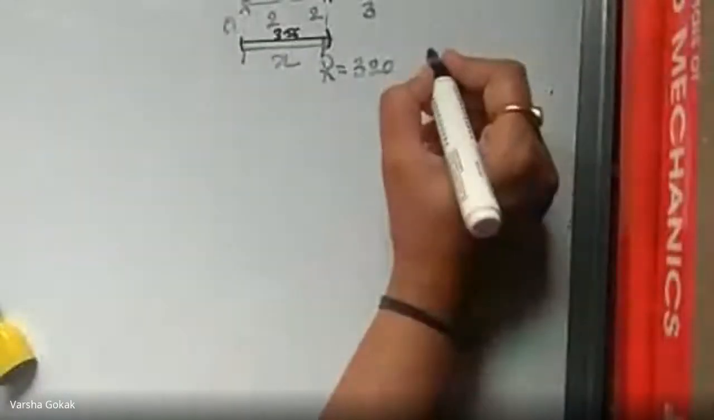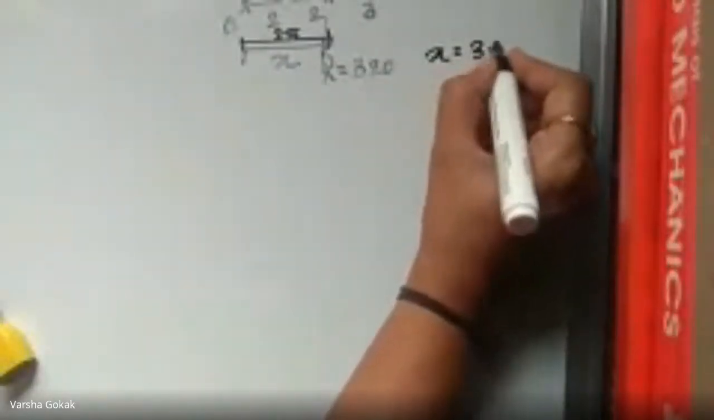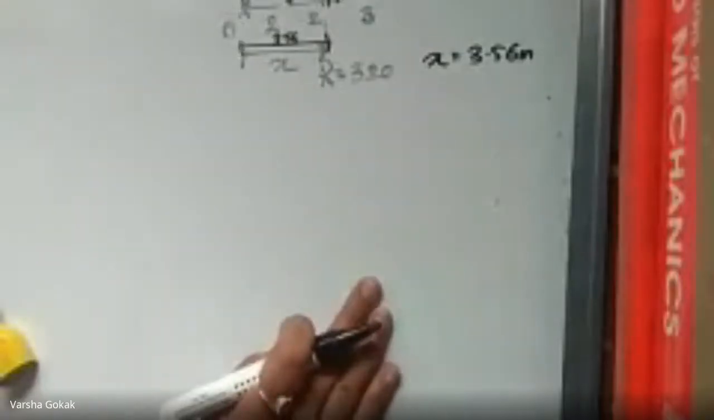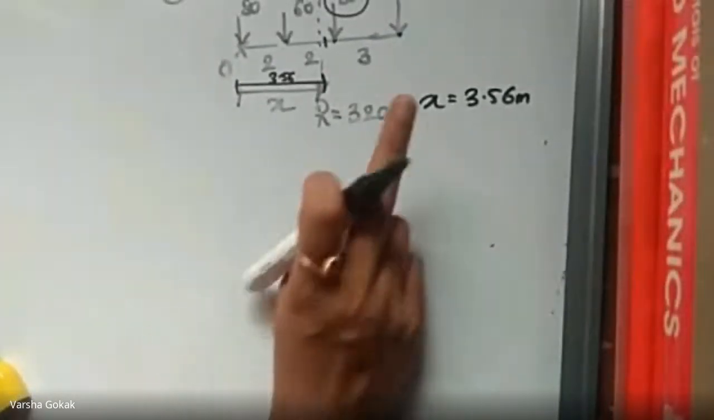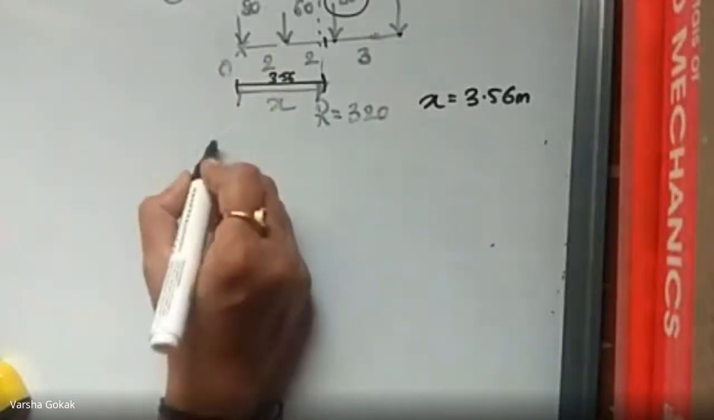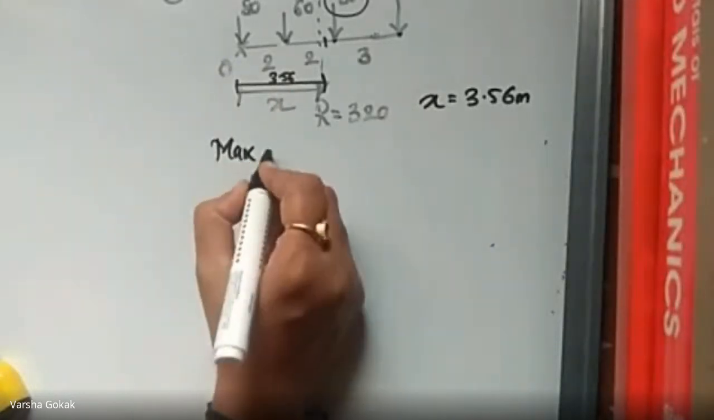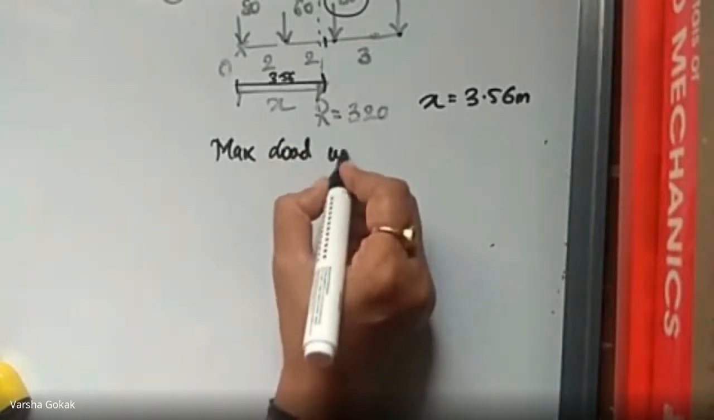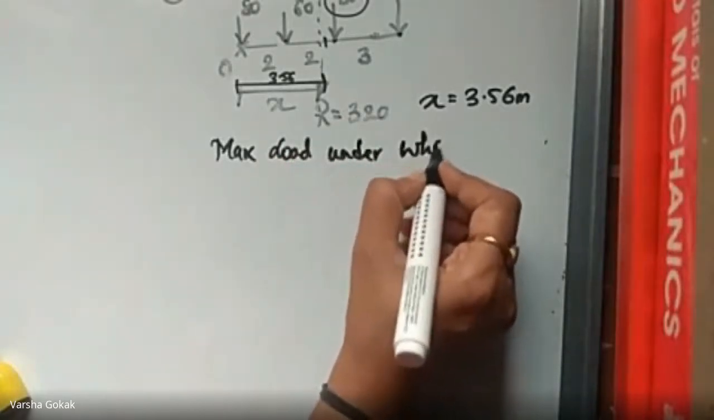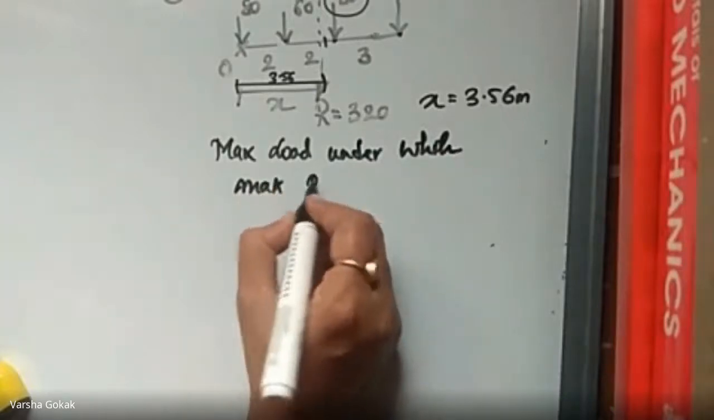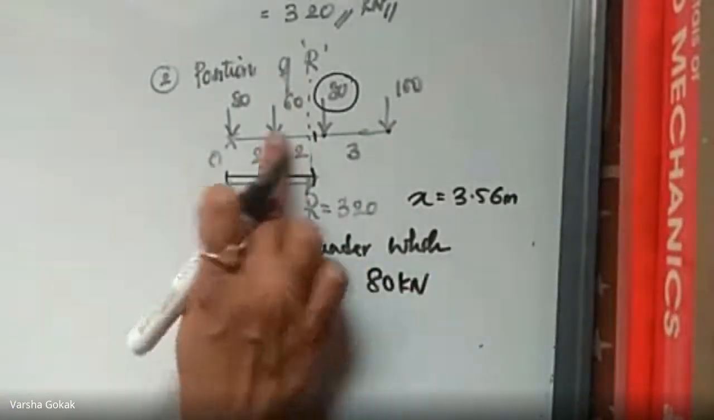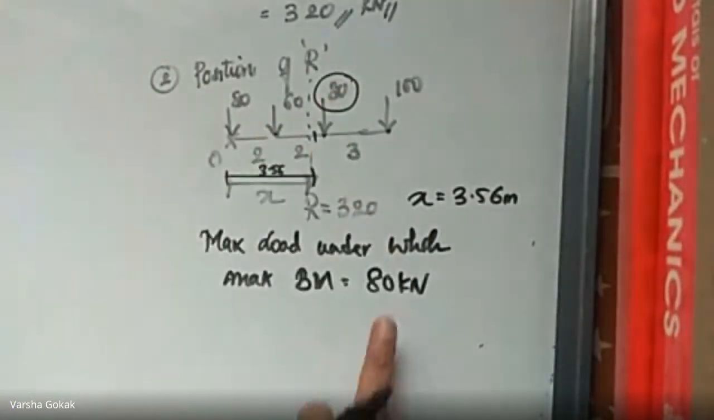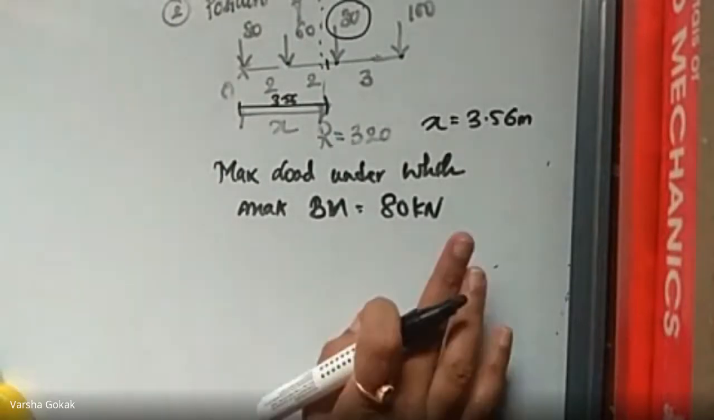What was the value of x we got? X equal to 3.56, no? Yes, ma'am. 3.56 meters, we got the position of the resultant. What we can do is, for maximum bending moment, the maximum load under which we will have maximum bending moment is 80 kilonewton, right? Nearer to 3.56 these two loads are there, whichever is highest, that is 80 kilonewton. So the maximum load is 80 kilonewton.